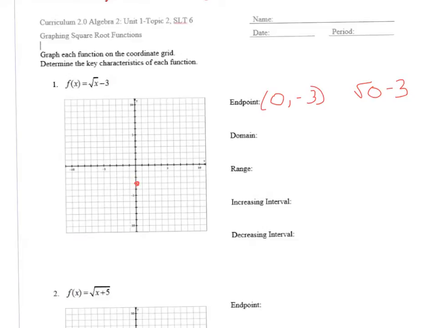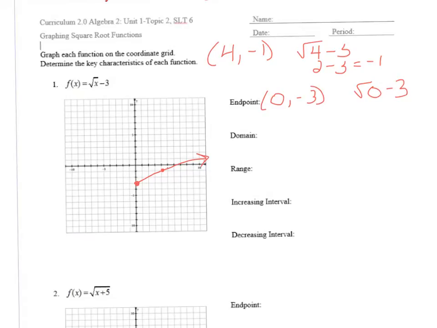This point. Now pick another nice x value that you can square root. Let's pick 4. When you plug that in, we get the square root of 4 minus 3. That's 2 minus 3, which is negative 1. Over 4, down 1. Because there's no reflections, I know that this graph is going to slowly increase this way.